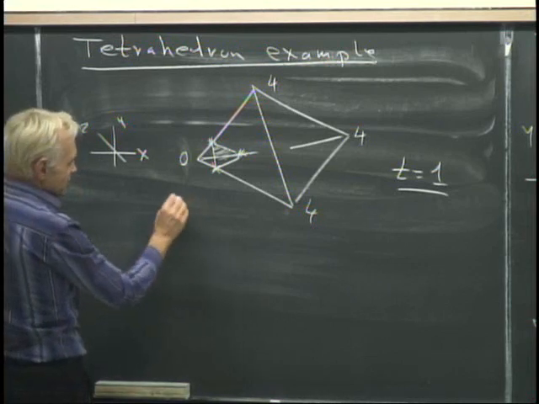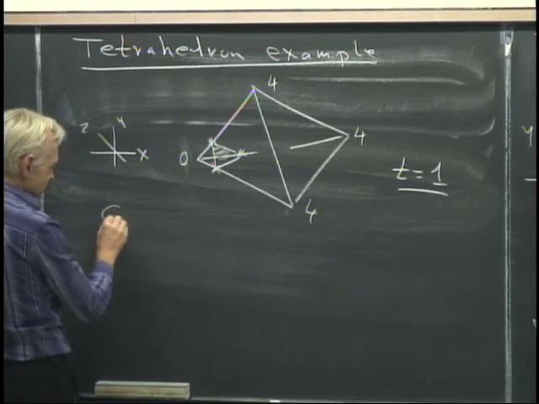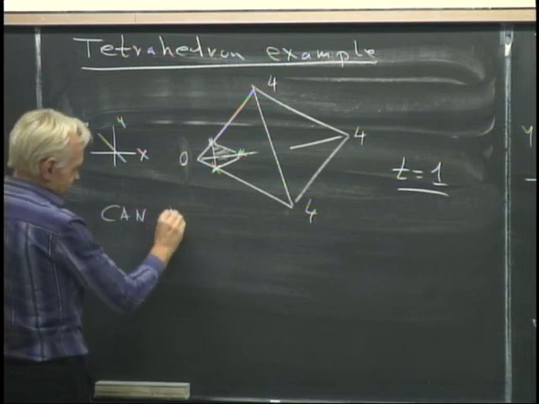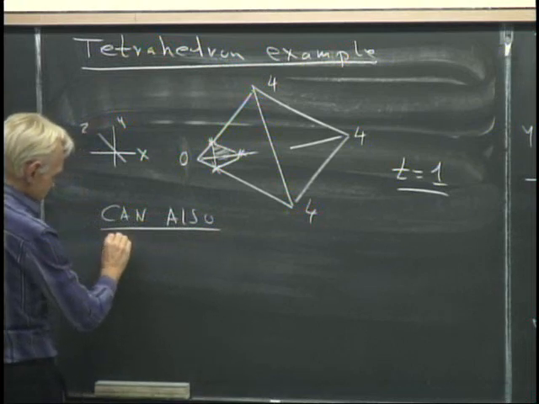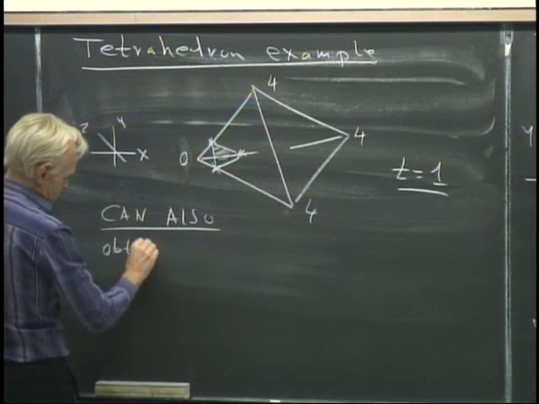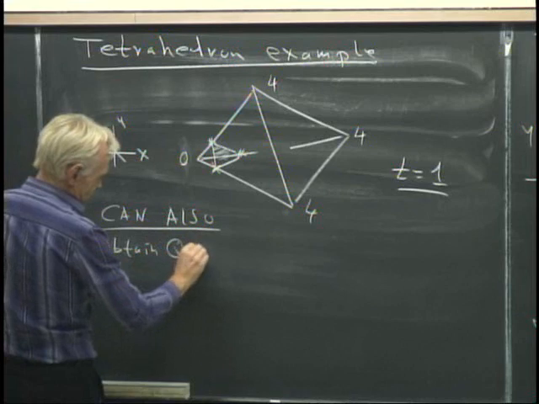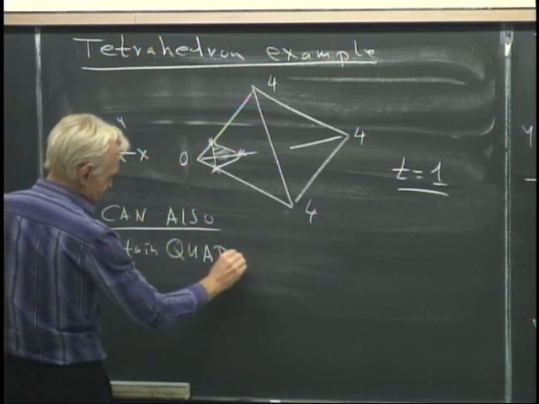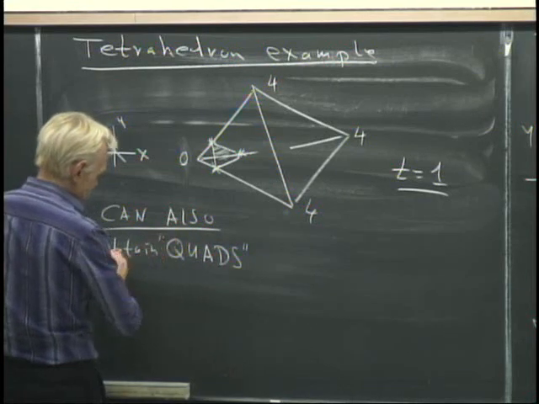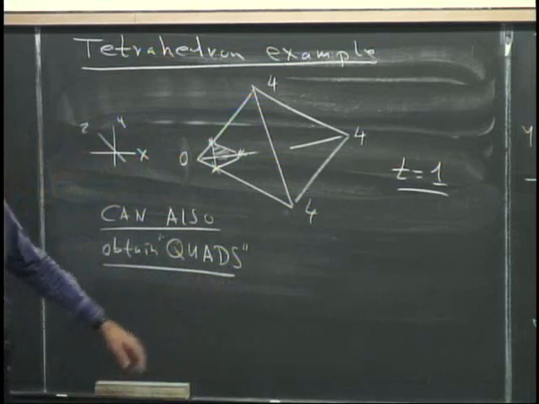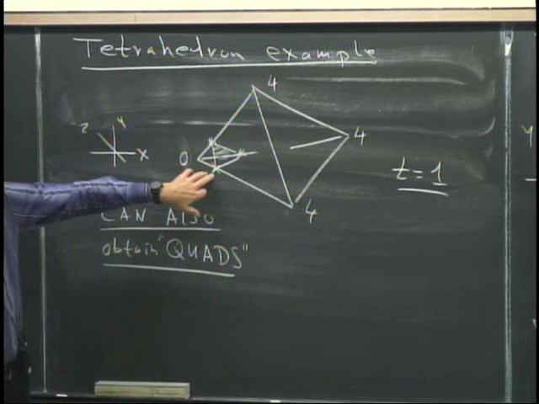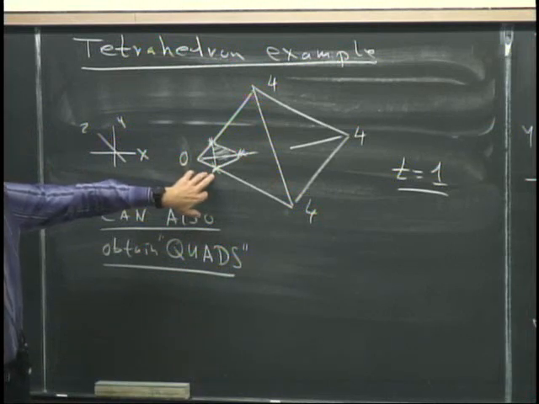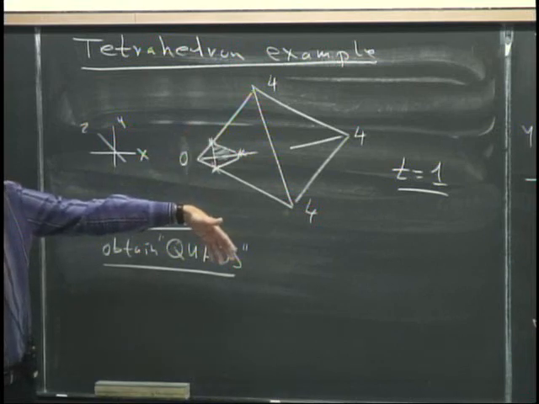But you can also obtain quads, quadrilaterals, okay? What do I mean? This is a triangle. When you are computing the contour inside a tetrahedron, you can get triangles or quadrilaterals.